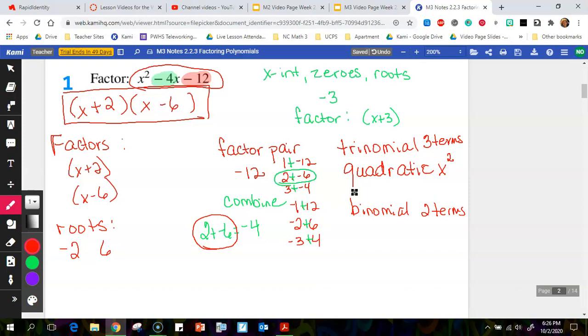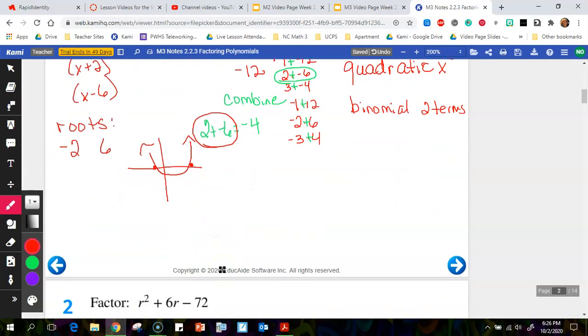And if I were to graph this thing, it would be a parabola. It would open up, the a value is positive. It would open up and I would have roots at negative 2 and at 6. So it would look something like this. Okay, so we get a little bit further into it in math 2 and then more in math 3 and more in math 4.